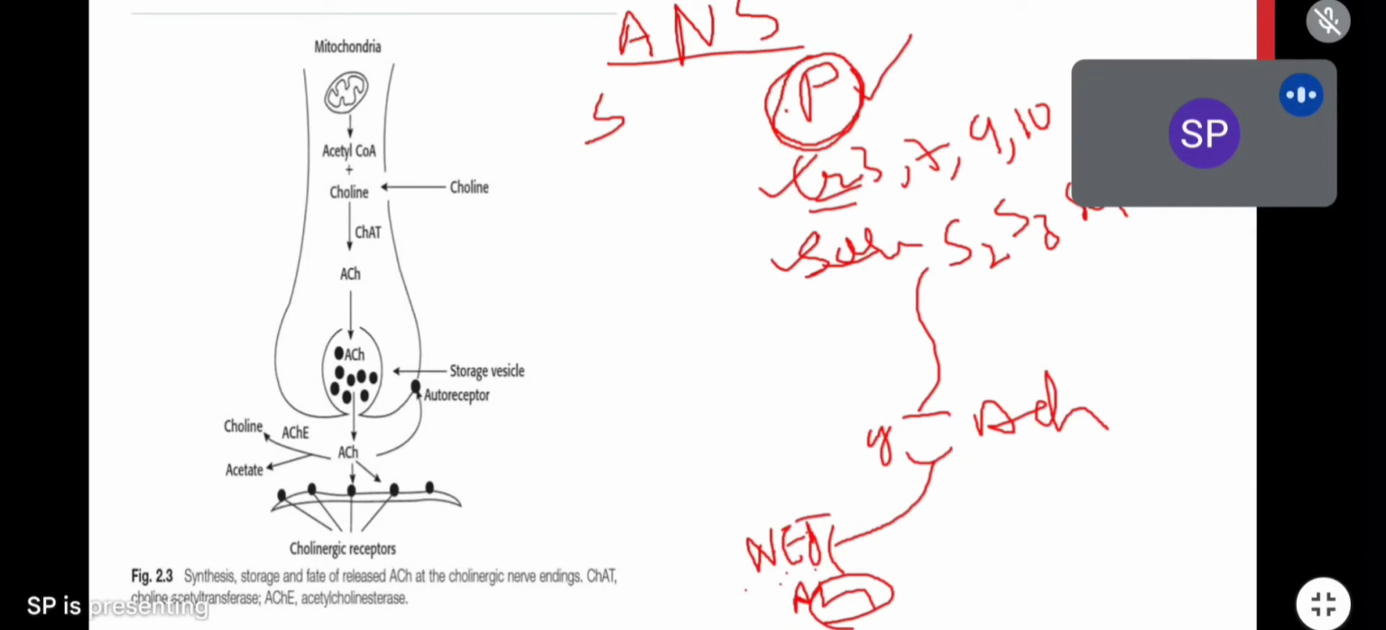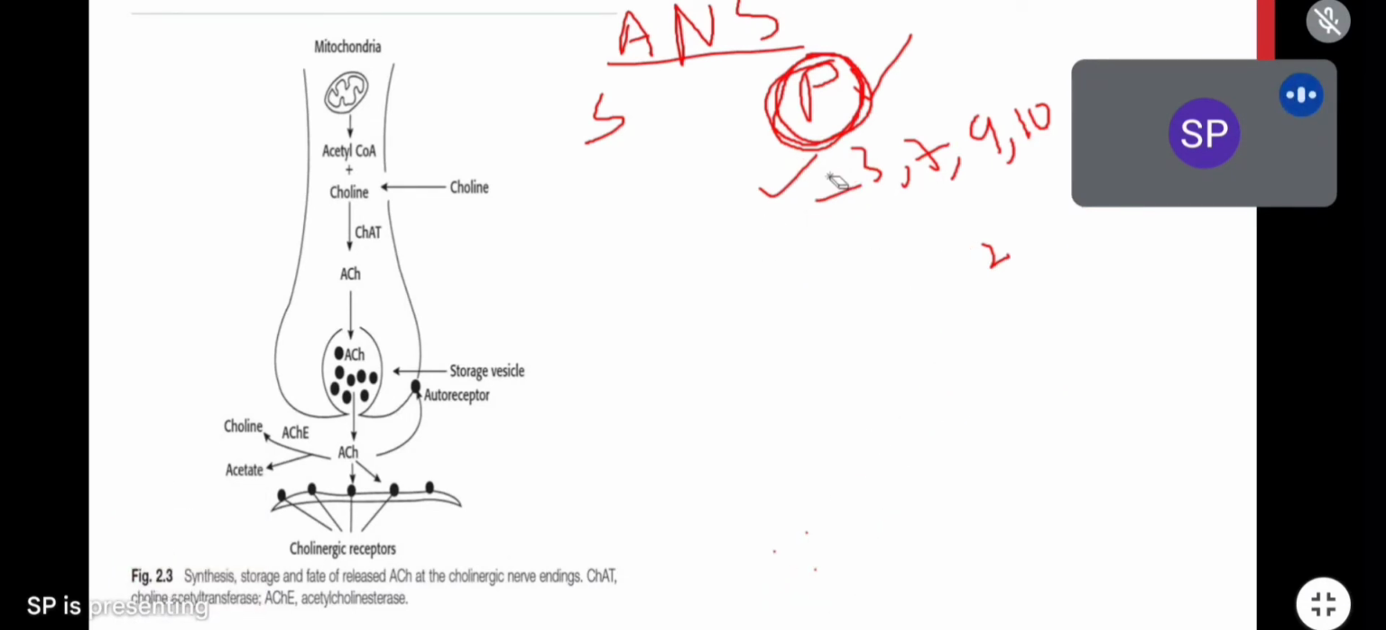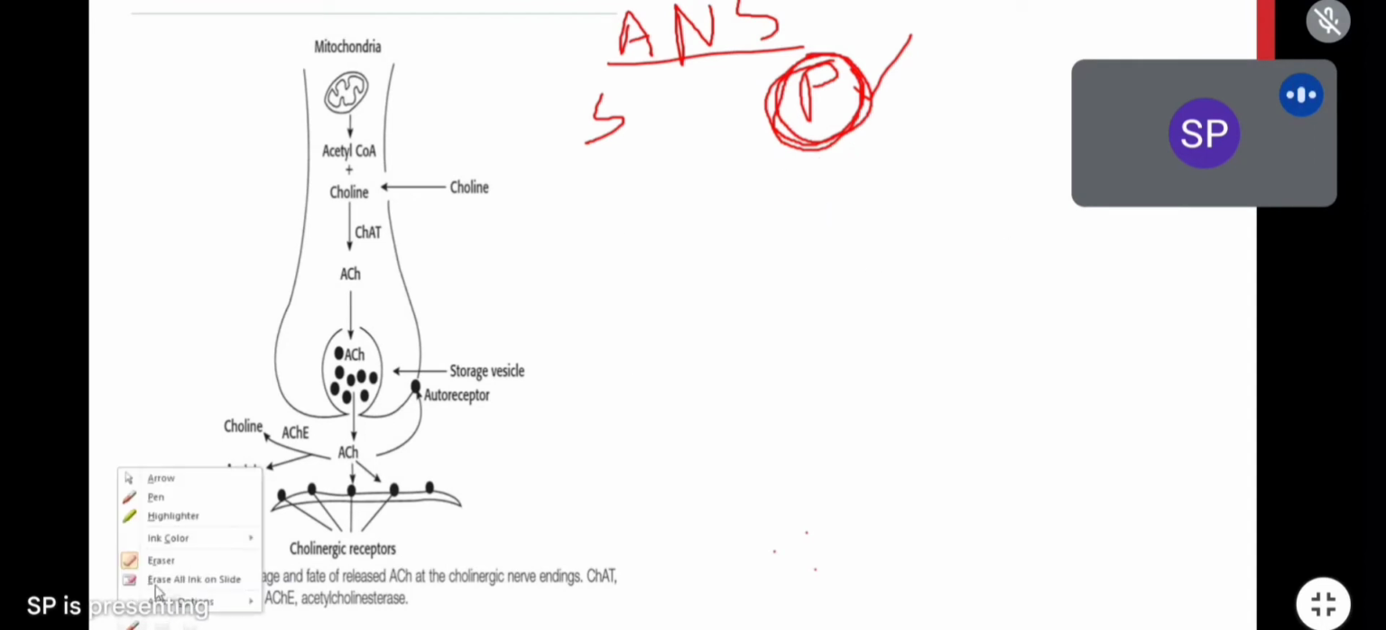Before understanding the parasympathetic nerve in detail, let us first understand how acetylcholine is synthesized in the parasympathetic nerve, because parasympathetic nerves are those nerves which synthesize, store and release acetylcholine as the main neurotransmitter. So what is the neurotransmitter in the parasympathetic nerve?